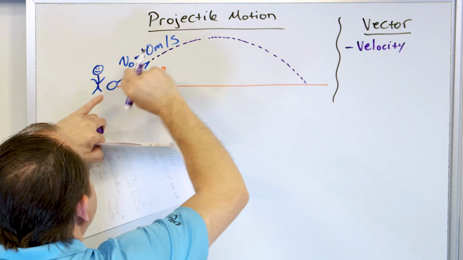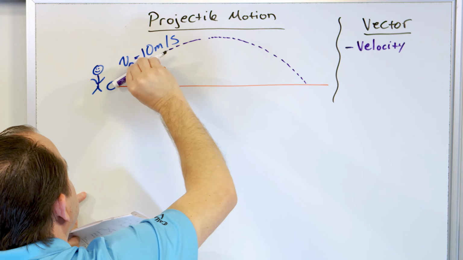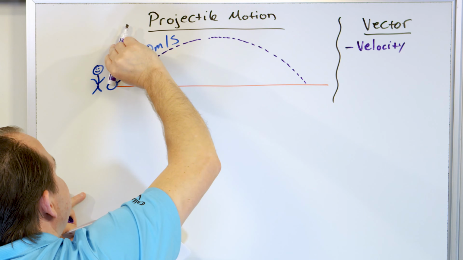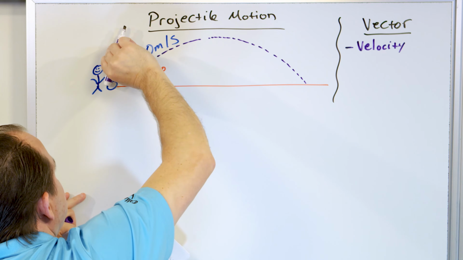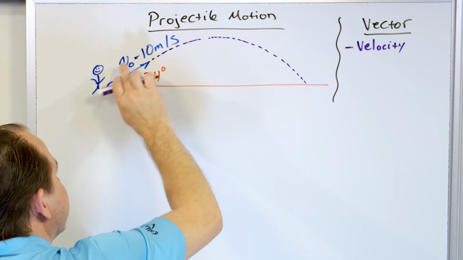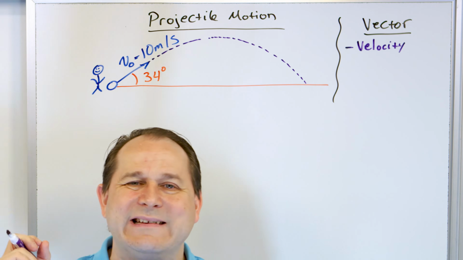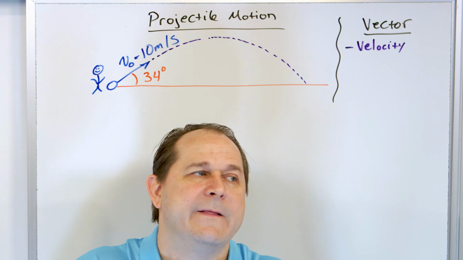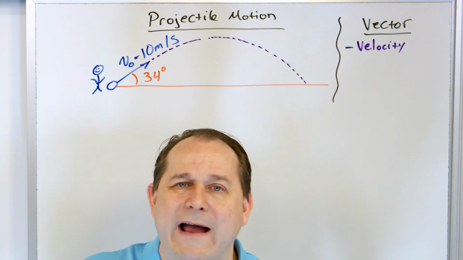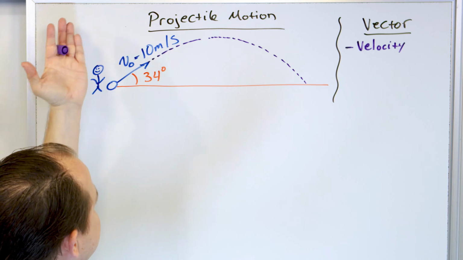Why? Because it has a strength, 10 meters per second, and it has a direction, 34 degrees. This vector is different than if I was going 10 meters per second at this angle. That's a different vector because its direction is different. If it was angled down into the ground, maybe I kicked the ball down toward the ground, still 10 meters per second, it's a different vector because the direction is half of the vector quantity. The speed, the 10 meters per second, is important, but the direction is equally important because you get a different answer if you angle it differently, right?